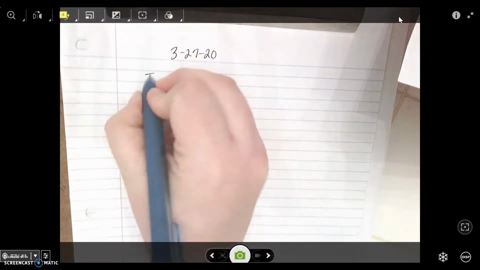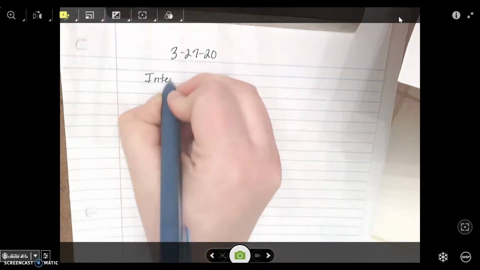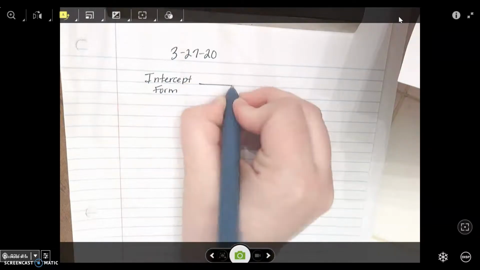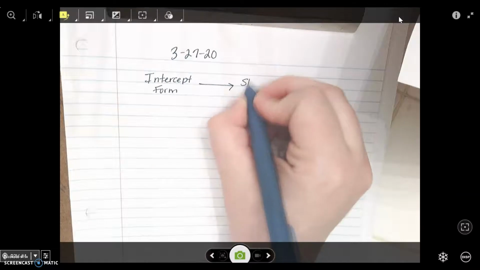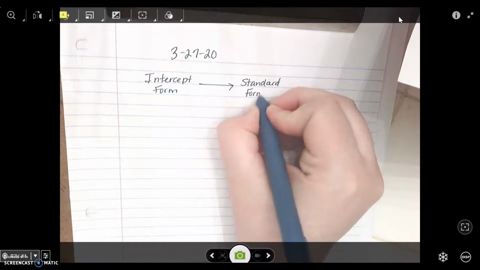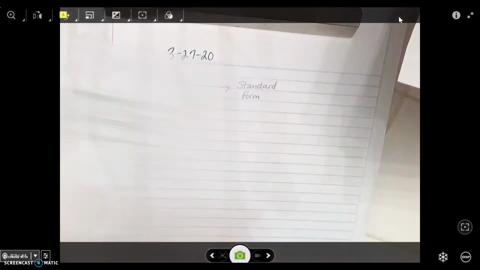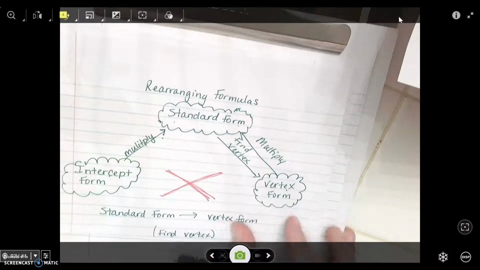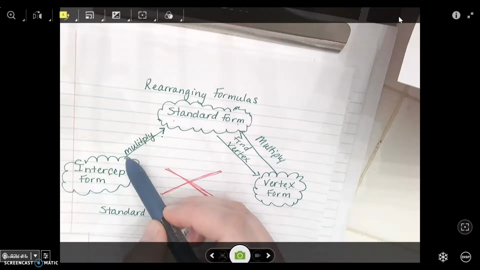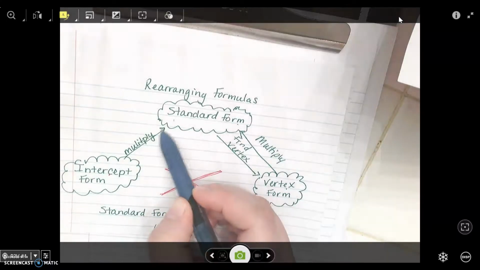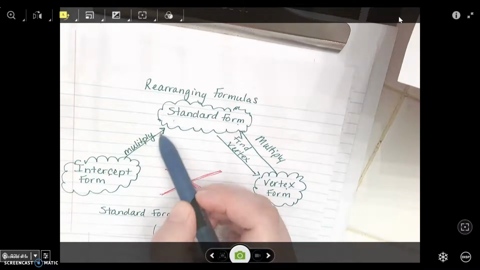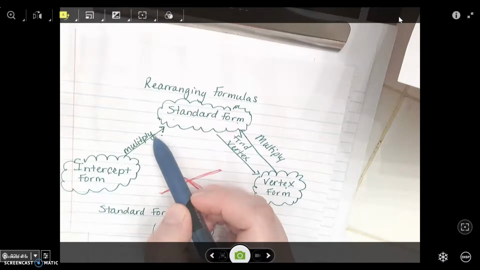Today we're going to go from intercept form to standard form. So if you go back to the chart you started on Wednesday, this is where you need to fill in. We're going from intercept to standard, and you need to fill in this word multiply and put the arrow. Intercept form, standard form. To get there, you have to multiply. Okay?